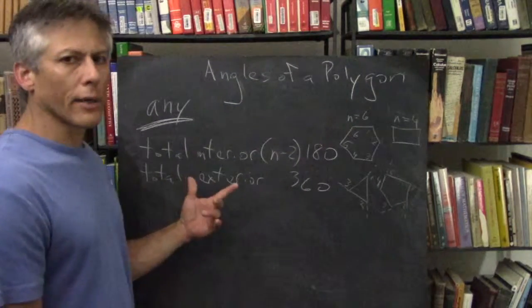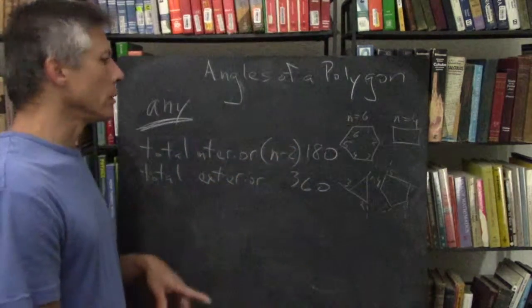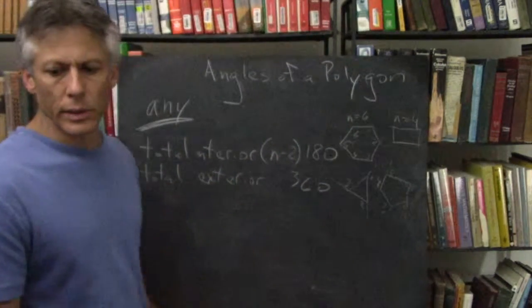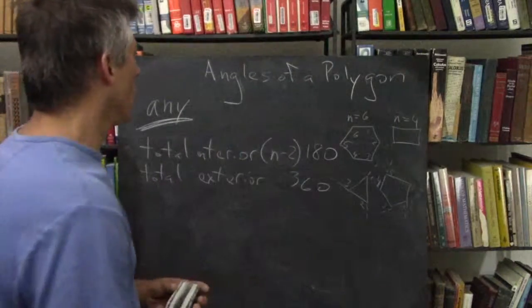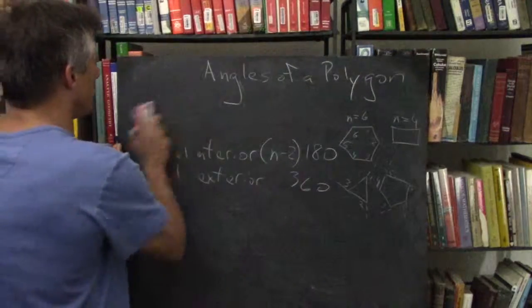Alright, make sure you got that copy down. Stop the video if you need to. Total interior is n minus 2 times 180. Total exterior is 360. So now let's look at when it's regular, and we can get individual angles.